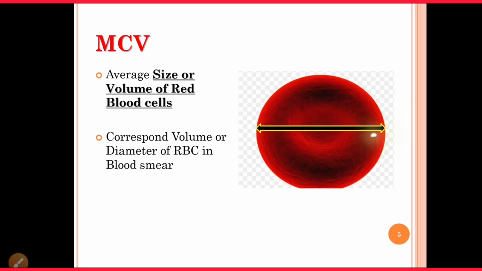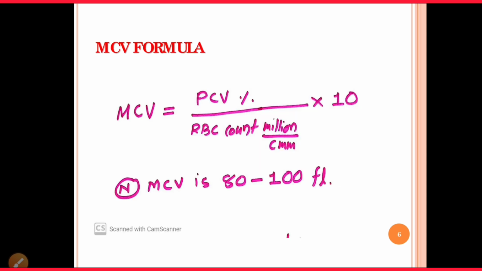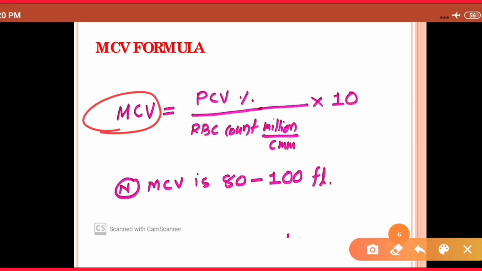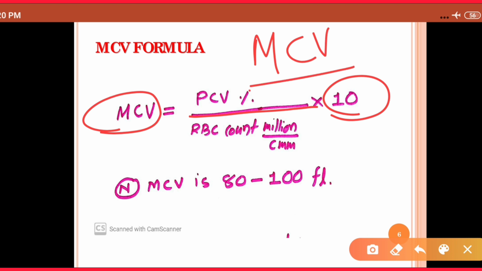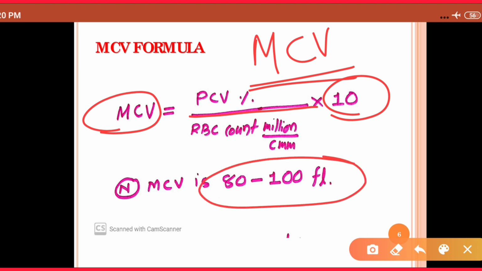The best one is the automated hematology analyzer, the cell counter, right? You have to run the sample in your cell counter, and that is the best method. But you can calculate with the formula as well. So the mean cell volume is calculated by dividing the PCV by the red blood cell count, right? PCV is divided by red blood cell count, and that is multiplied by 10. That gives you your mean cell volume, that is MCV. Normal value of such MCV is 80 to 100 femtoliter.